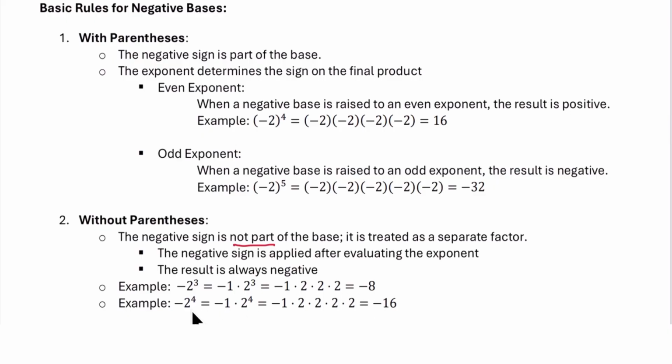Or in this example, negative 2 to the 4th. Again, the negative is not being repeated because it's not in parentheses. Only the 2 is being repeated because the 2 is the base. We have negative 1 on the outside times 2 to the 4th. So that's negative 1, and then the 2 occurs 4 times as factors, leaving us with negative 16.